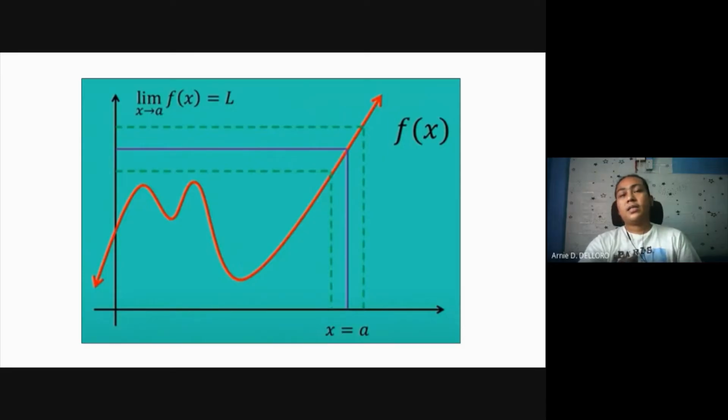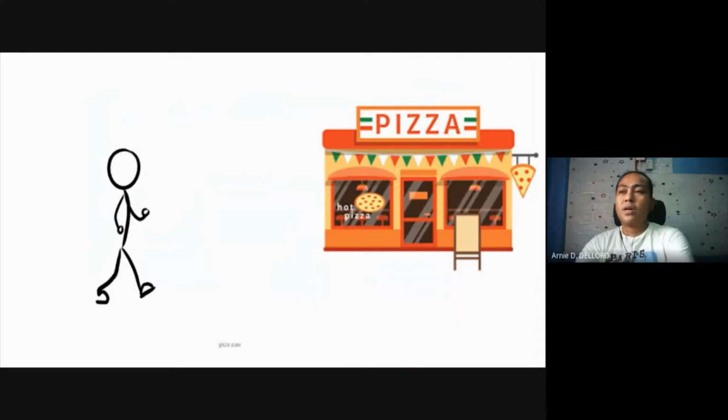Now, let us explain limits using an analogy. Suppose you start getting a massive craving for a pizza. And fortunately, you happen to be near a pizza parlor or shop. So, malapit ka lang. So you start heading towards the pizza parlor or pizza shop.